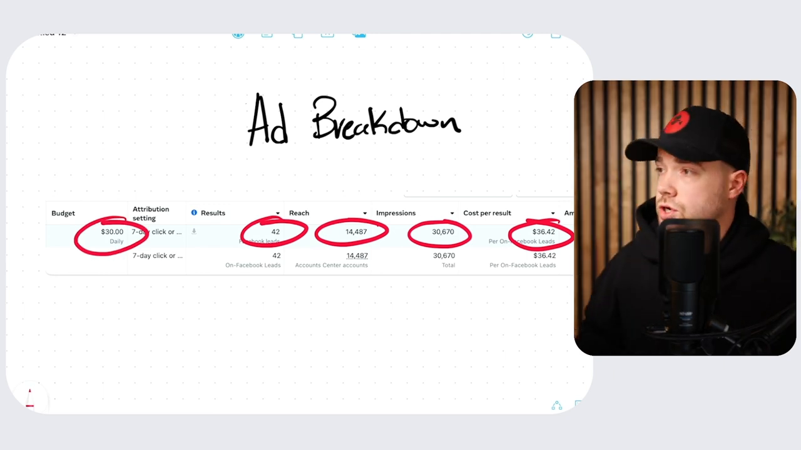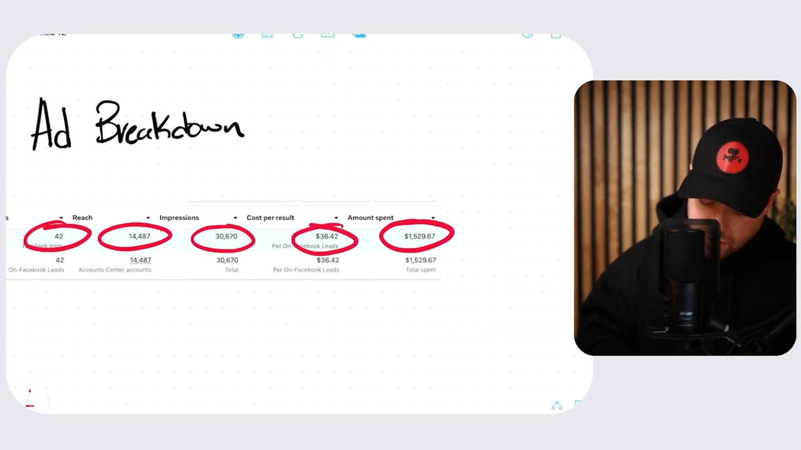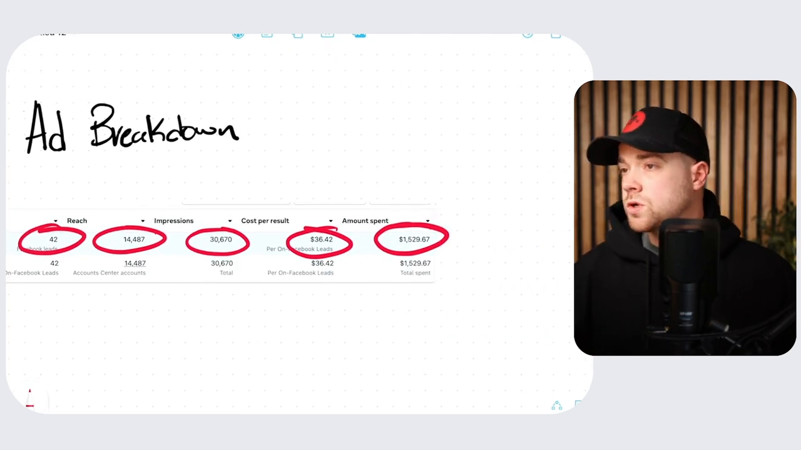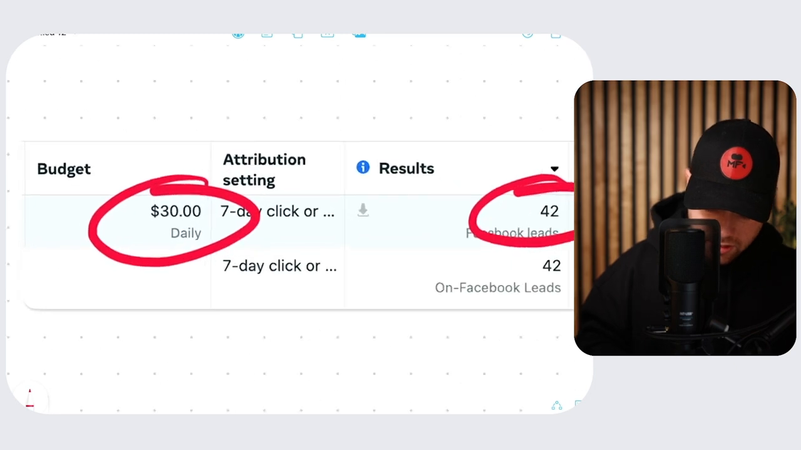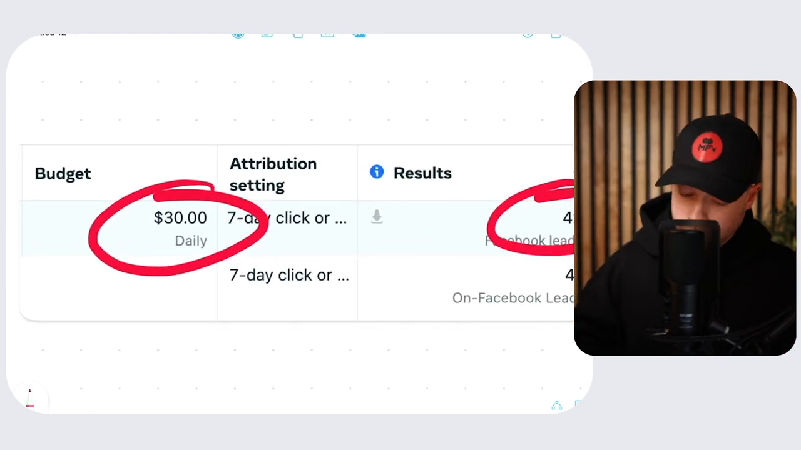Now, this just goes to show you that you don't need a huge ad budget to actually be successful, because we didn't just come out the gate and spend $1,500. We spent 30 bucks a day and we started testing and testing and testing, and we took it slow until we found the winning ad that was producing 80 to 90% of the results.